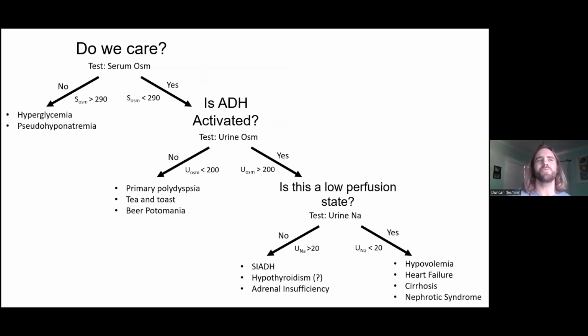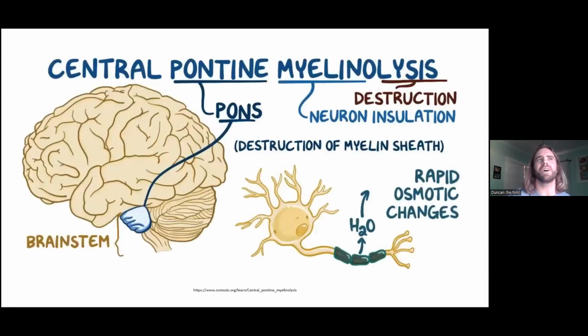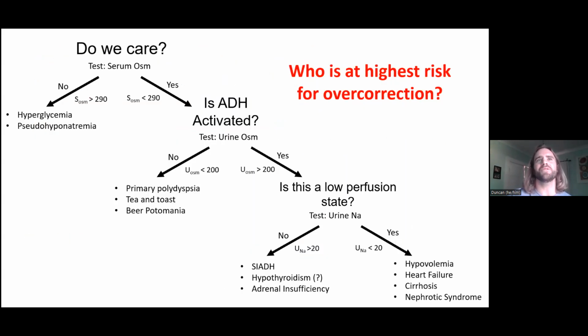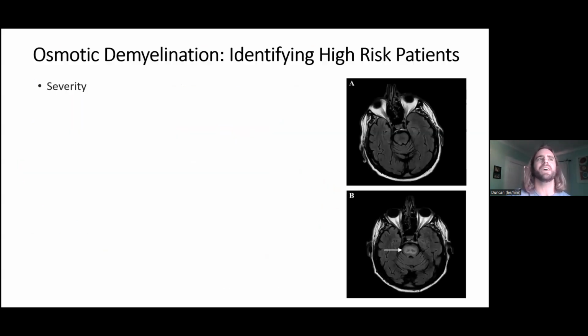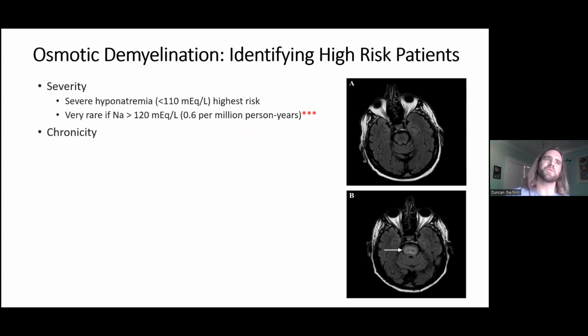Okay, we're going to zoom. I think we've got 5 minutes. I want to just briefly talk about why some of these patients can be at very high risk for overcorrection. And again, the reason we care about overcorrection is for osmotic demyelination syndrome, which can be irreversible neurodamage. And I'm just going to quickly zoom through the slide.